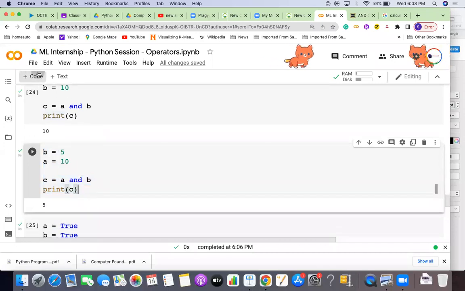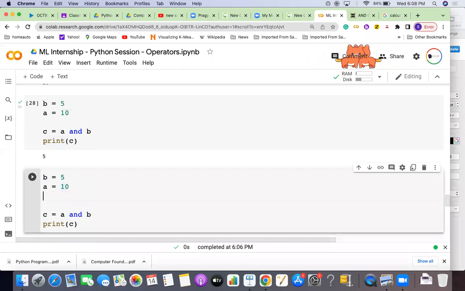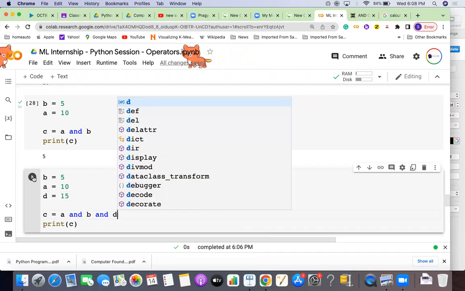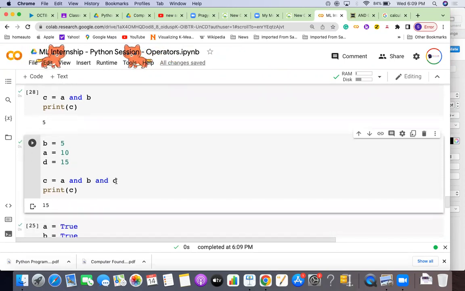So these are the tricky questions. These are not simple questions. They may ask these if they want to check how deeply you know Python. So the last one, D is 15. So I got the 15. Fine. So this is not level 1. It is a level 2, level 3 kind of problem.